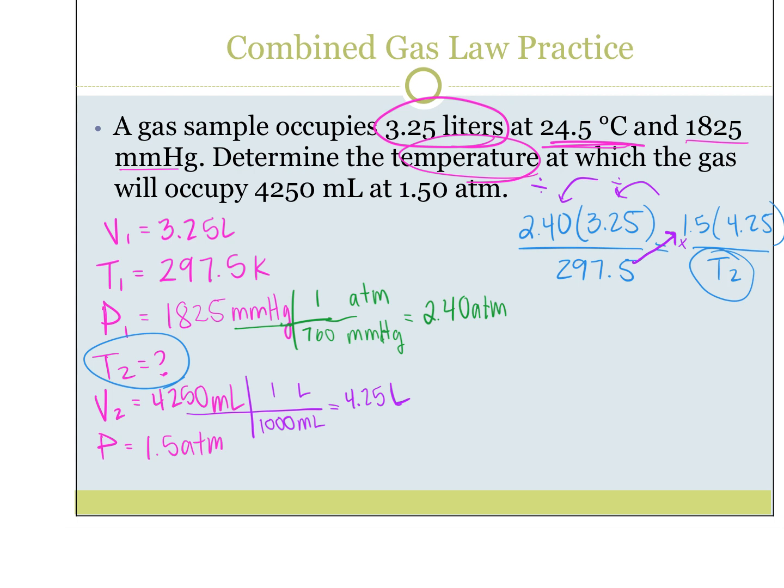All right, so in my calculator, this is what I would do. Are we ready to plug things in our calculator? If it were me, I would take 297.5 times 1.5 times 4.25, and I would hit enter. I'm done with the multiplication part. And then we're going to divide by this whole term right here, but I'm just going to put it in my calculator. Divide by 2.4, and then again, divide by 3.25. And I get a temperature equal to 243.1. All right, and my units for that temperature would be Kelvin.